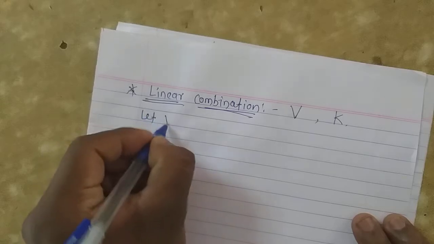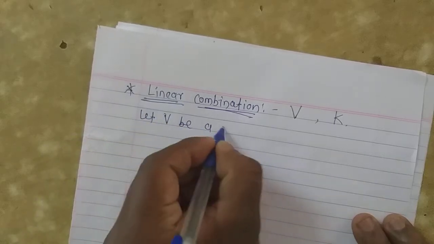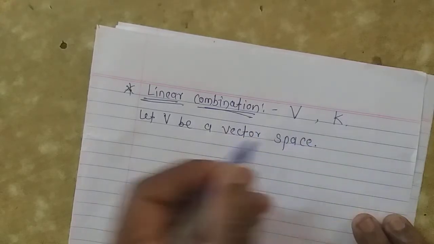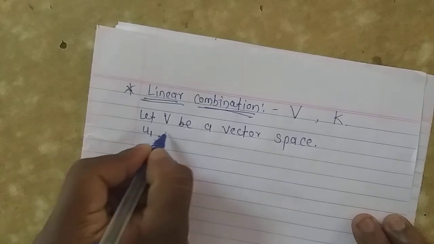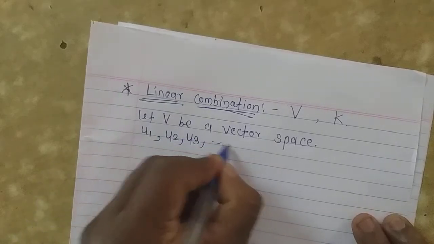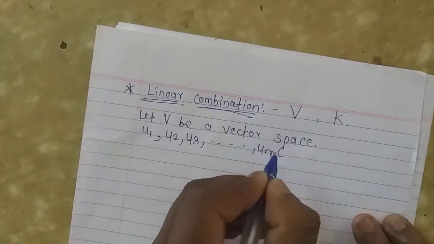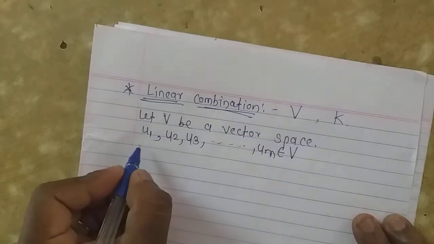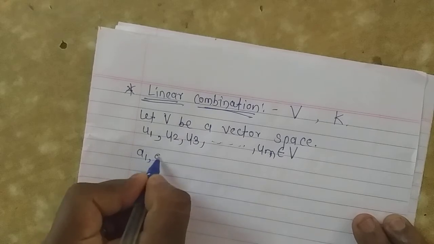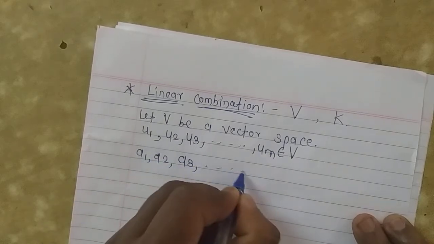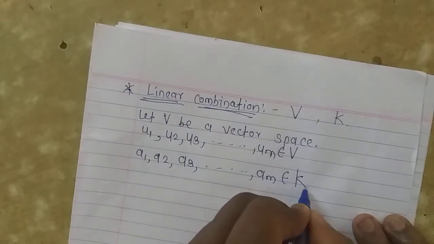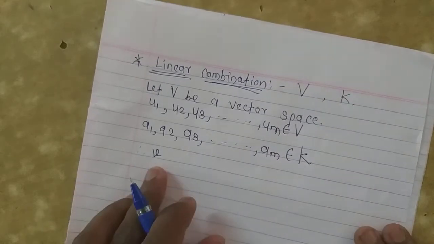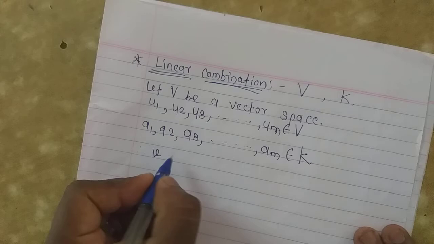Let capital V be a vector space. Let u1, u2, u3 up to um belong to capital V. These are the vectors. And with respect to scalars a1, a2, a3 up to am that belong to capital K. These are the scalars. Then the linear combination, small v, is also a vector and belongs to capital V.